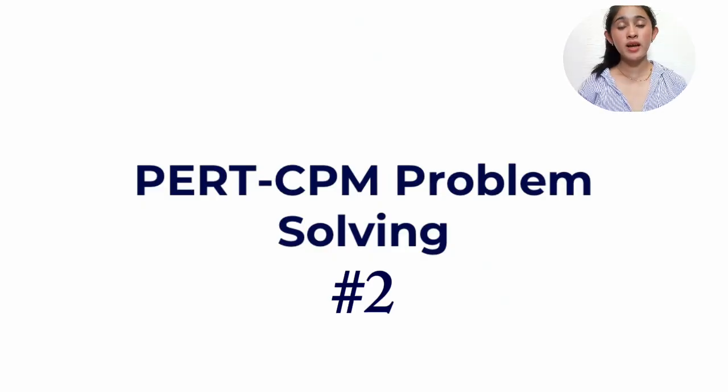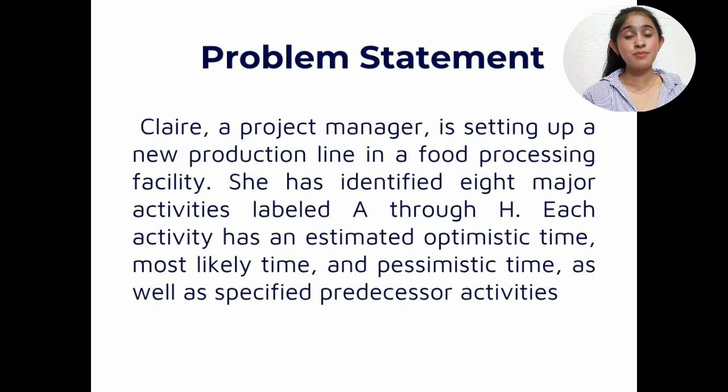Good day everyone, I am Janelle Rica Humalan and I will be showing you the step-by-step solution of a PERT-CPM problem. PERT stands for Project Evaluation and Review Technique. It is a project management tool used to estimate the project duration and identify the critical path. And the critical path helps you determine the sequence of activities that affects the total project duration. So let me begin by introducing a problem.